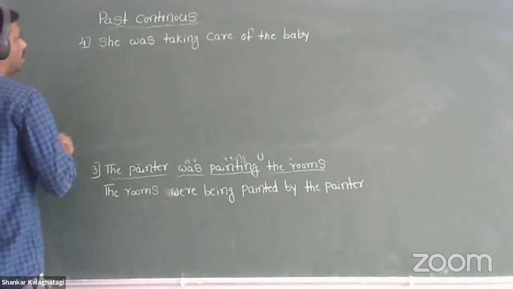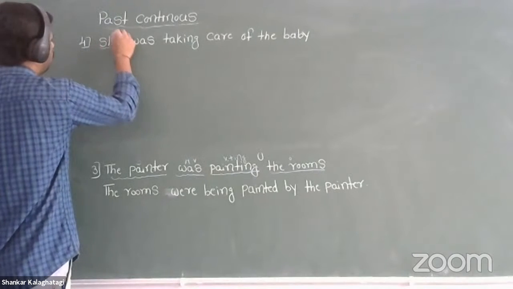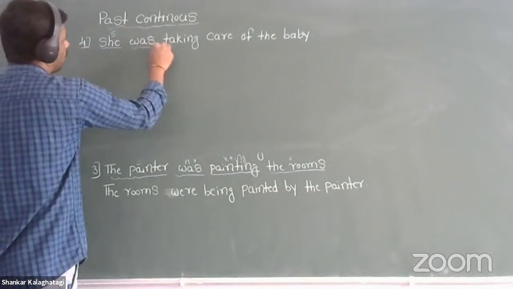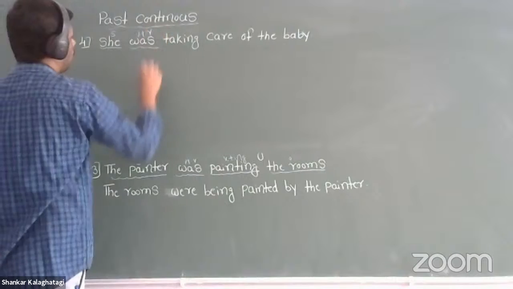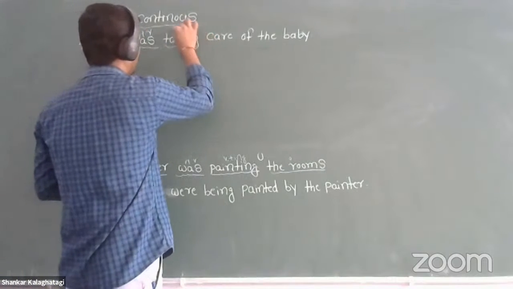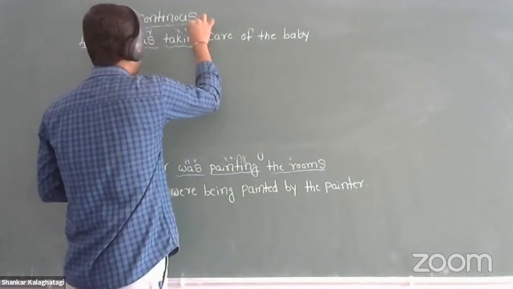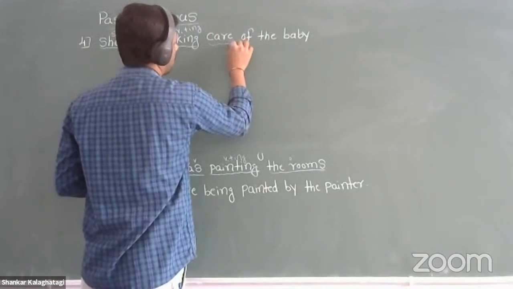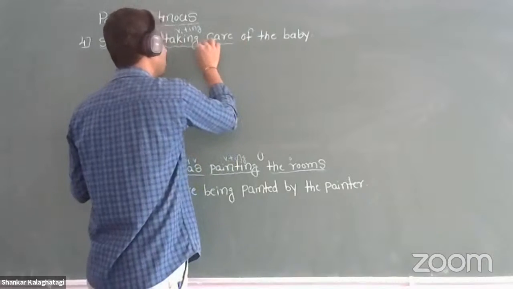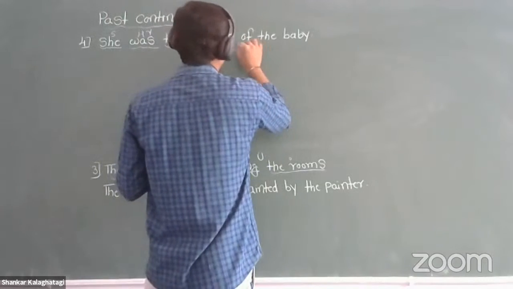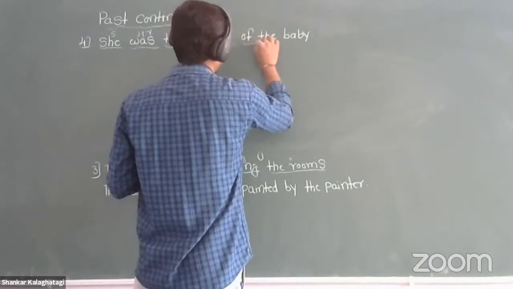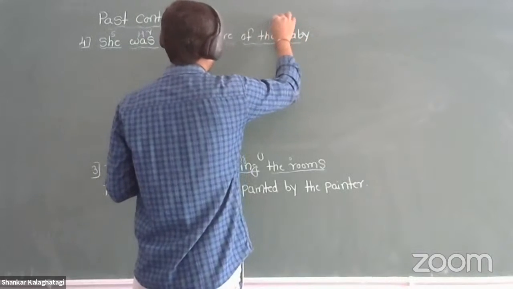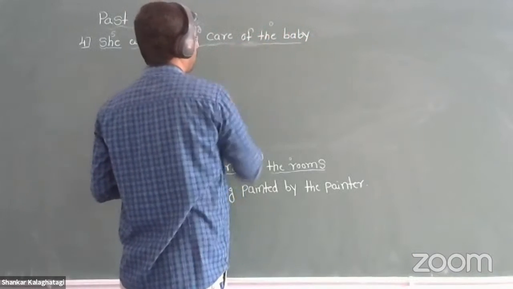Now, doer is here she. So helping verb is was. So taking is the main verb with plus ing. Now care, that is added thing. Taking care is the full verb. And this is what care is extra thing. Of the baby is our object. The baby.